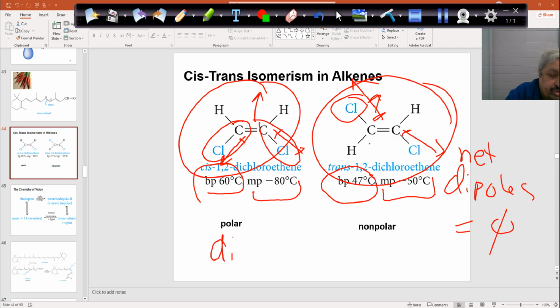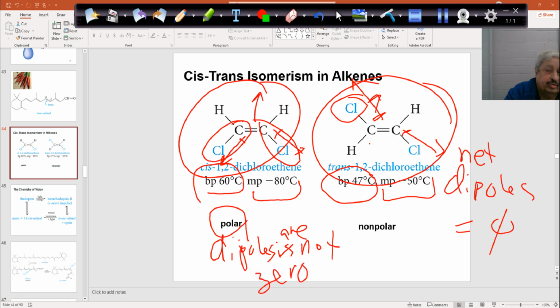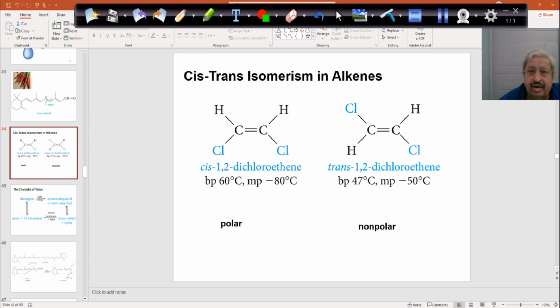So the dipole here, in this case, is not zero. If you look at the electronegativity difference, on both sides they are the same strength and the same direction. Both of them the same direction. So this is polar, this is not polar, because of the direction of the dipoles. Okay, guys, so take this one out.